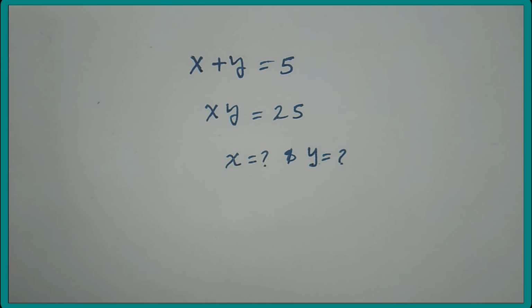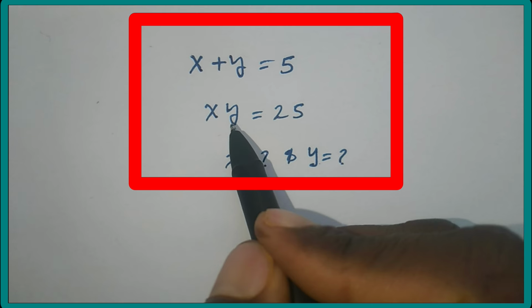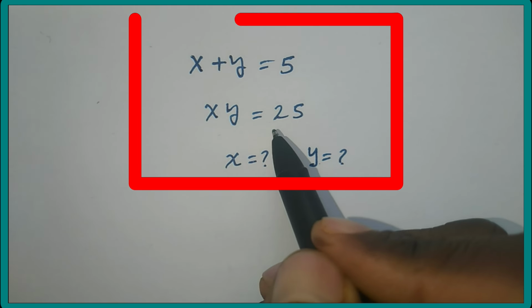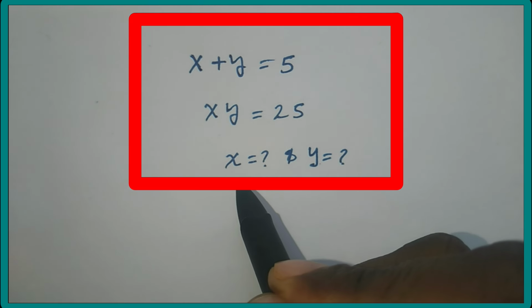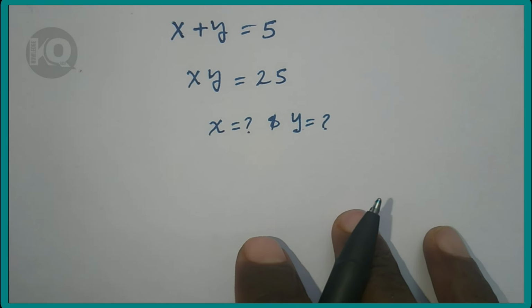Hello guys, welcome to solve this math problem, which is x plus y equals 5 and x times y equals 25. We are asked to find the value of x and y. So let's go to the solution.